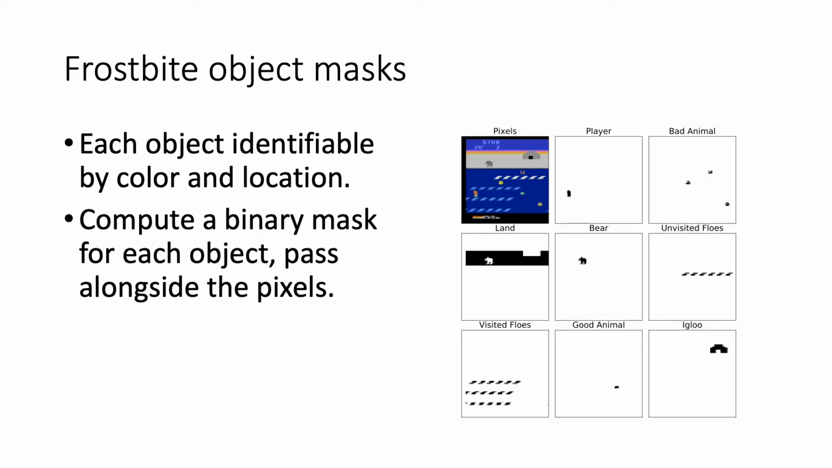We approximate object representations by computing object masks, identifying each object by its color and location, and we pass these binary masks to the model alongside the pixels. We have three experimental conditions.